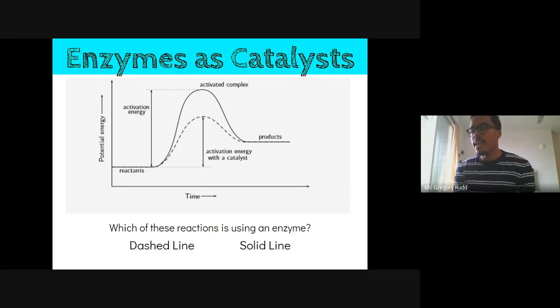Okay, we've got Kathy saying that the dashed line represents the enzyme reaction, the enzymatic reaction. Anybody else want to pitch in an answer here? Does anyone agree or disagree with Kathy?